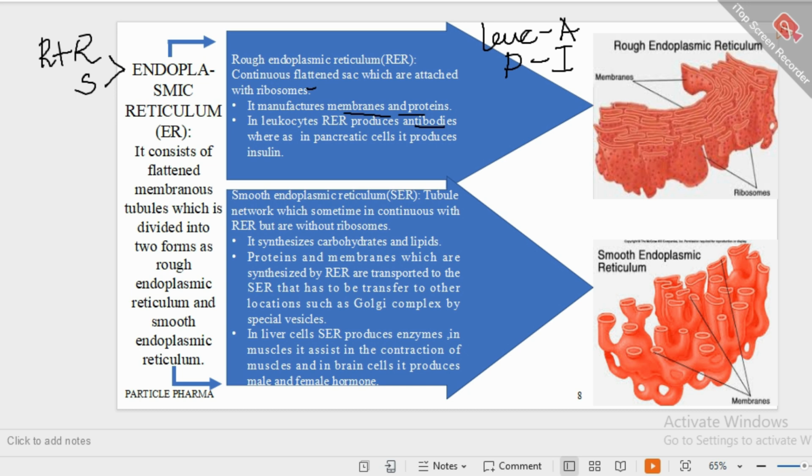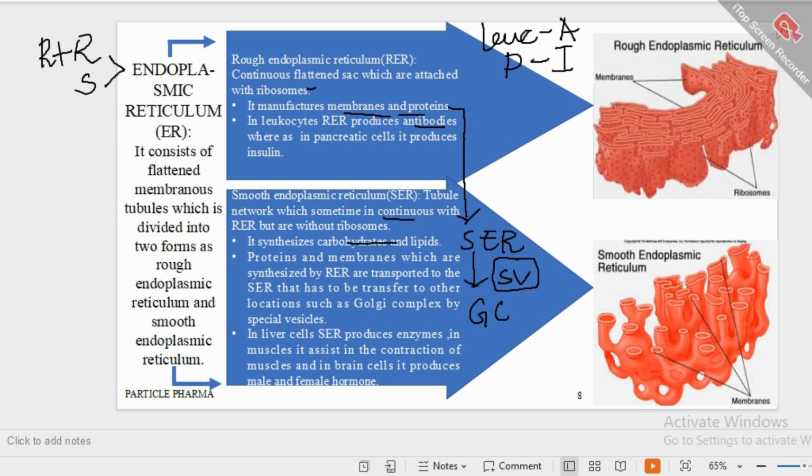The next type is smooth endoplasmic reticulum. Here, ribosomes are not present, but it is continuous with the rough endoplasmic reticulum. It synthesizes carbohydrates and lipids. The proteins and membranes which are synthesized by the rough endoplasmic reticulum will come to the smooth endoplasmic reticulum. From there, they will get transported to the Golgi complex through specialized vesicles.